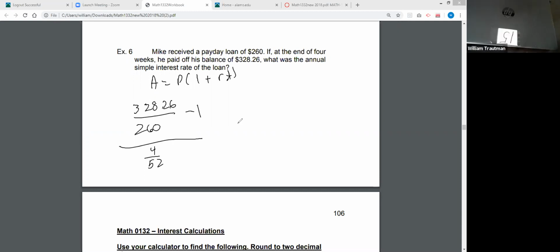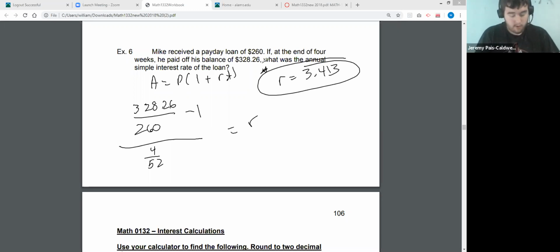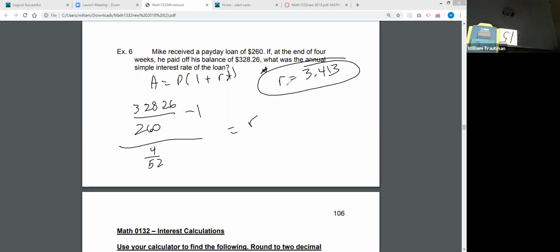Once you do all this work, you should have got, what is the annual interest rate? You should have got 3.413. Okay, then that means I got the right answer. Everybody okay with getting 3.413? We're not done. I still want to talk about this, but I just want to make sure everybody was able to type that in and get that. Okay, so is that my answer? No. Change that to a percentage.